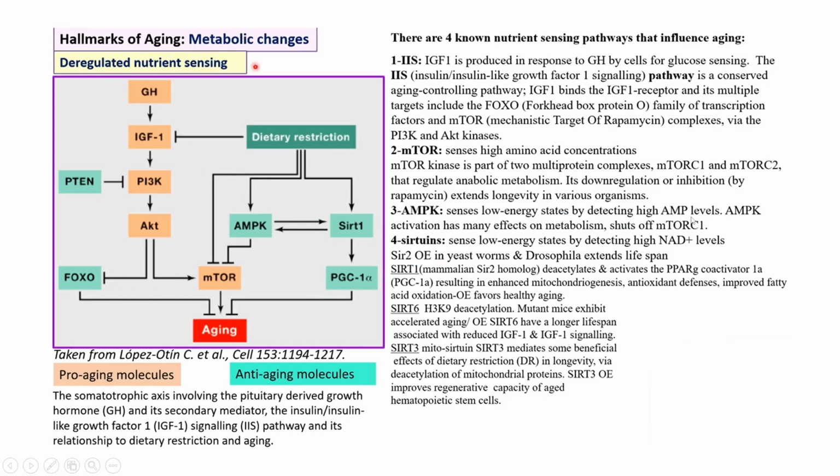And these AMP levels will be sensed by AMPK. It is a sensor for AMP. This AMPK activation leads to the inhibition of the mTOR molecule. So AMPK will be active, mTOR will be inactive. This will lead to inhibition of aging. AMPK and SIRT1 also act through each other.